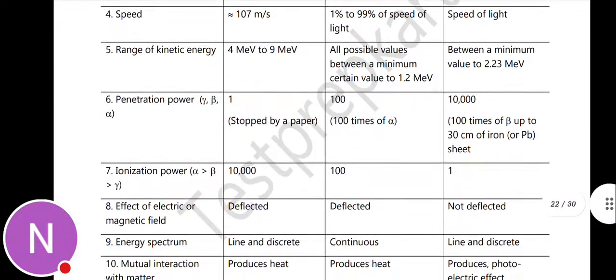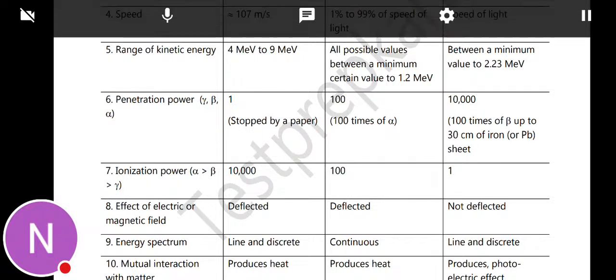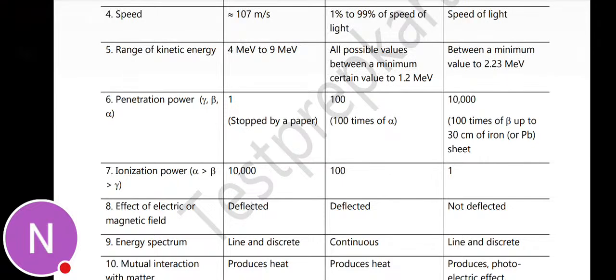Range of kinetic energy: 4 MeV to 9 MeV for the alpha particle. All possible values between a certain minimum value and 1.2 MeV for the beta particle, and between a minimum value and 2.23 MeV for the gamma particle.